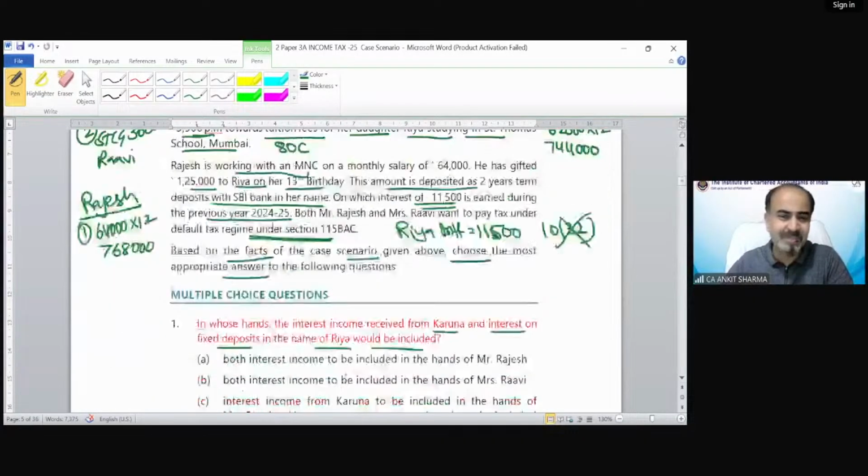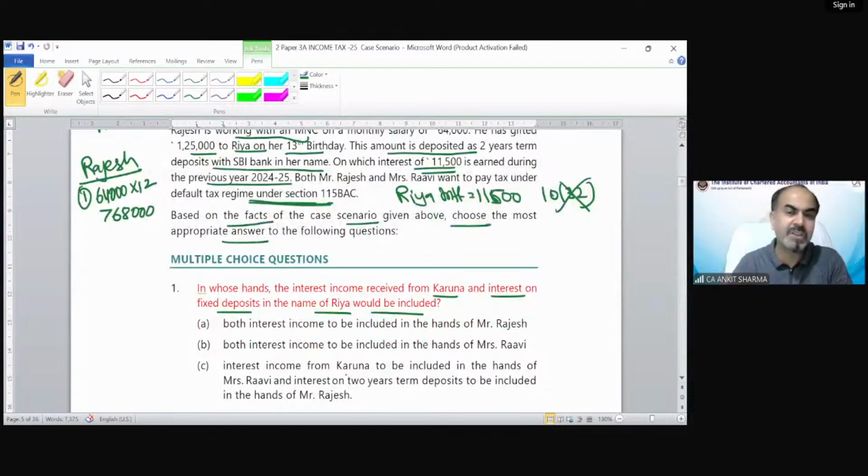Now you will see the first question, the first part is very simple to answer. In whose hand is the interest income received from Karuna going to be taxed? But the second part: interest on fixed deposit in the name of Ria would be included in whose income? To find out in whose hands Ria's income is going to be clubbed, we have to calculate the parents' income first. Only after that will we be able to find out in whose hand Ria's income is going to be clubbed.